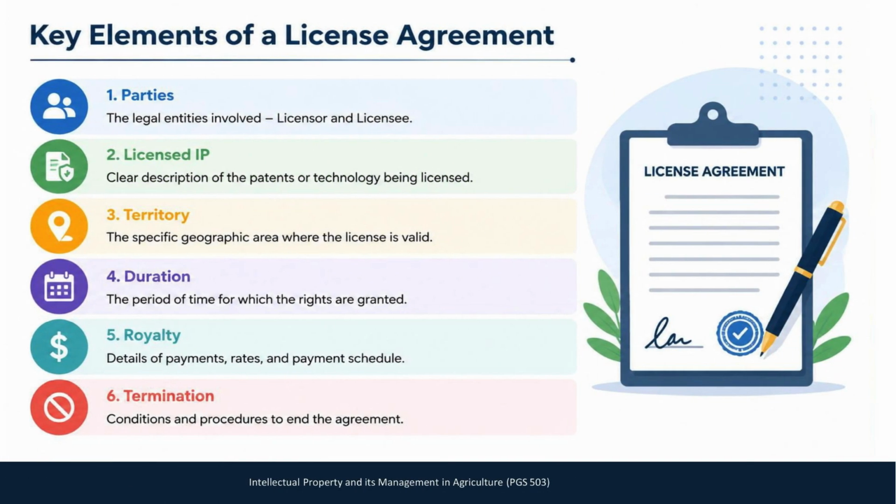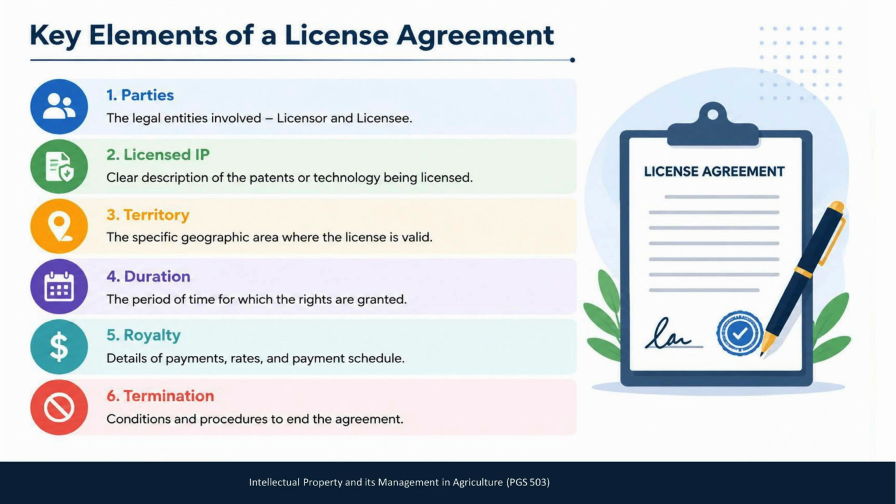Let's continue with key elements of a license agreement. The first element is parties, the legal entities involved, licensor and licensee. The next element is licensed IP, clear description of the patents or technology being licensed. Another element is territory, the specific geographic area where the license is valid. Following that, duration, the period of time for which the rights are granted.